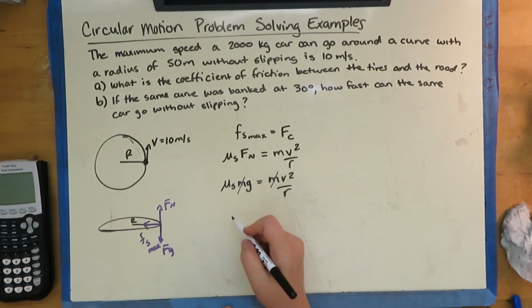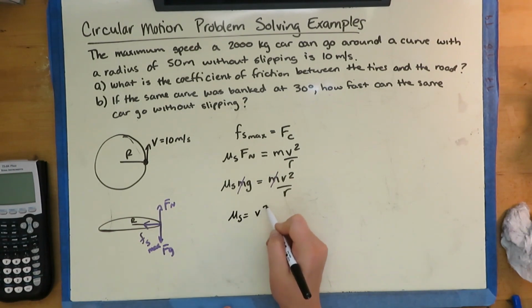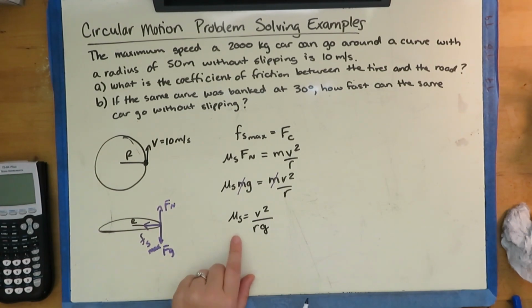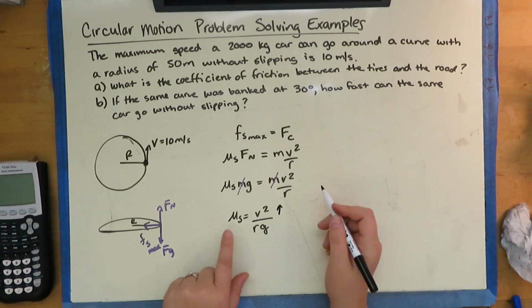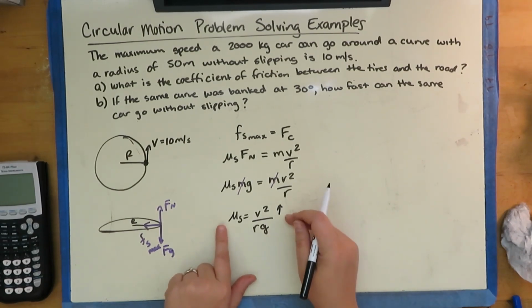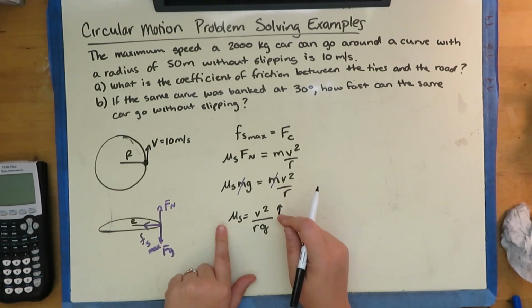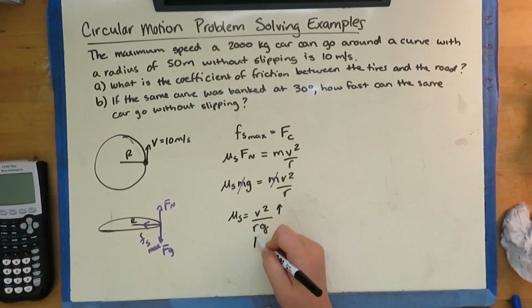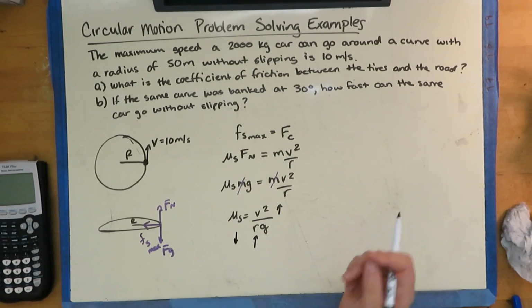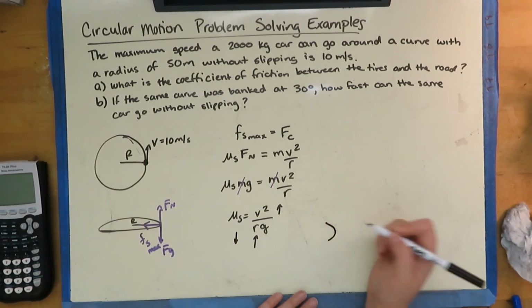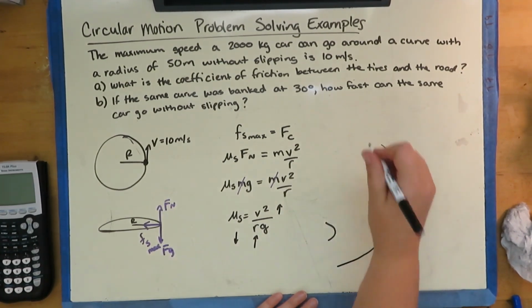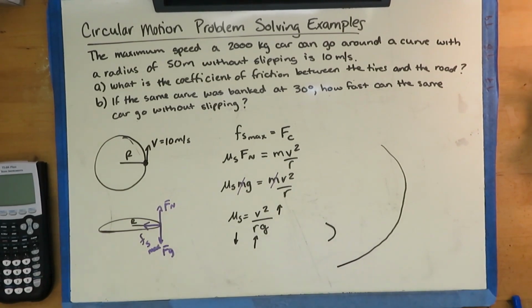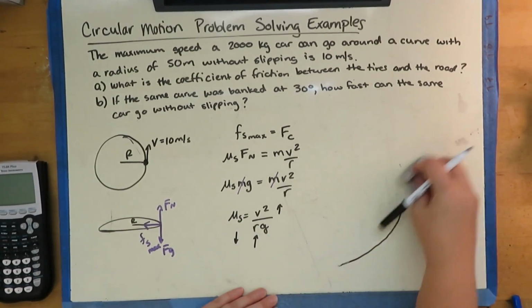And then we're looking for the coefficient of static friction, so mu s would be v squared over r times g. Notice that the coefficient of friction needed to safely go around is dependent on speed. The faster you go around the curve, the much higher your coefficient has to be, because of that squared relationship. Also, the bigger the radius of my circle is, the smaller my coefficient needs to be. So trying to navigate a tight curve needs a higher coefficient of friction than going around a very wide curve. So there's a lot of physics that goes into road design.